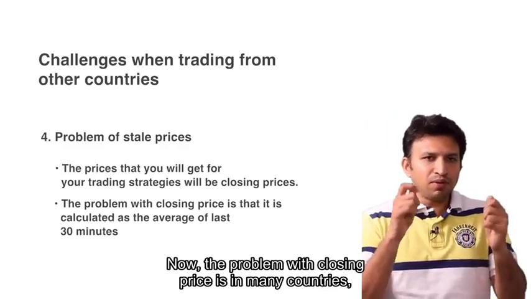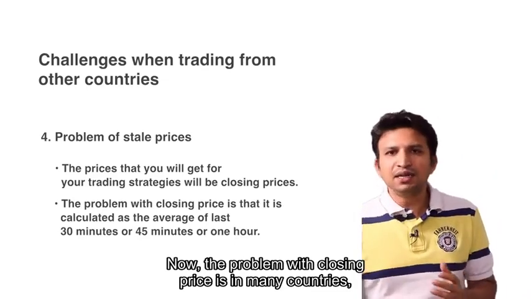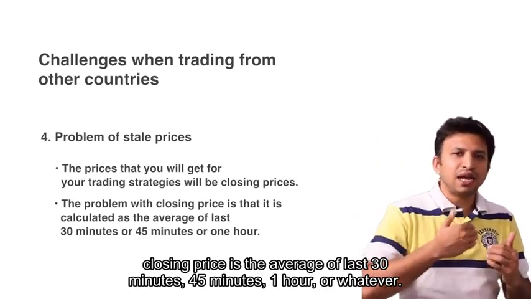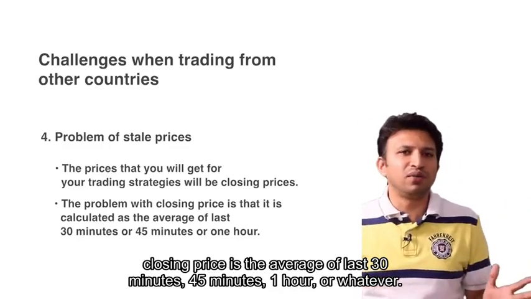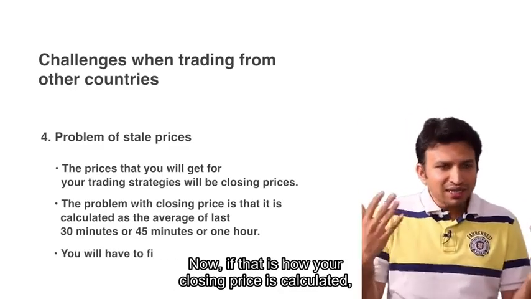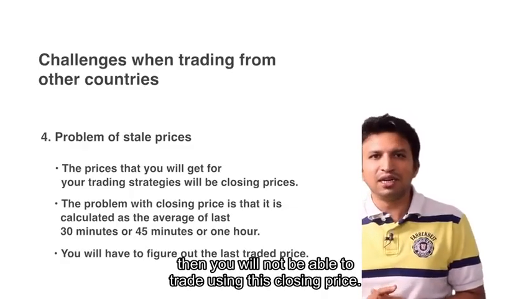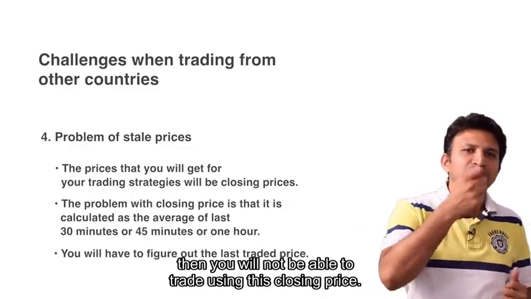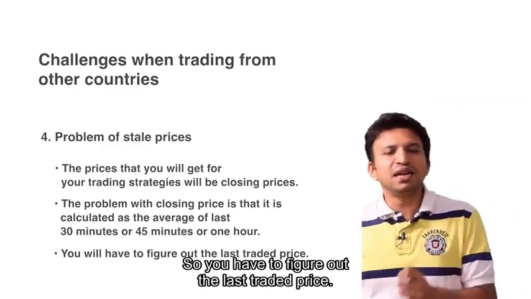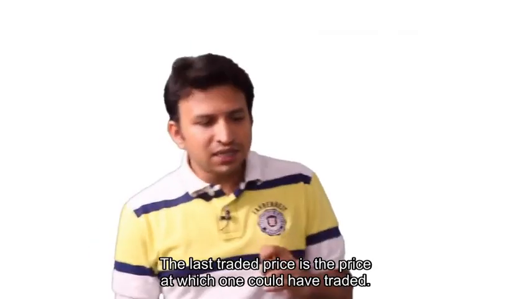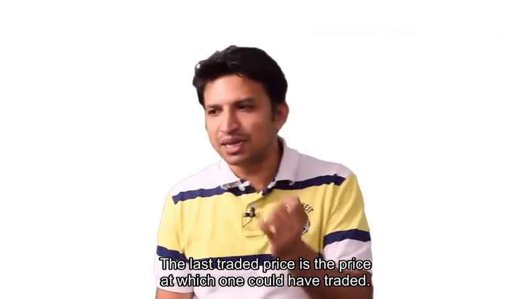Now the problem with closing price is, in many countries, closing price is the average of the last 30 minutes, 45 minutes, 1 hour or whatever. If that is how your closing price is calculated, then you will not be able to trade using this closing price. So you have to figure out the last traded price. The last traded price is the price at which one could have traded.